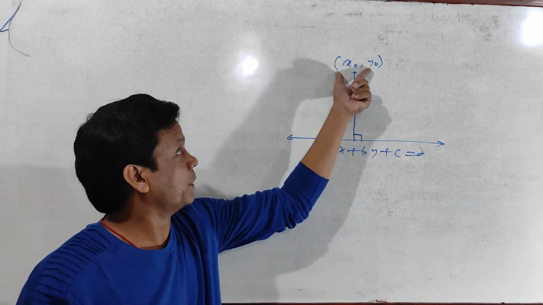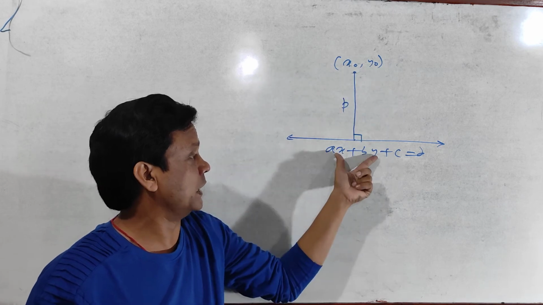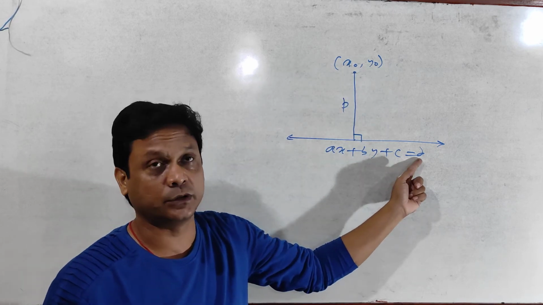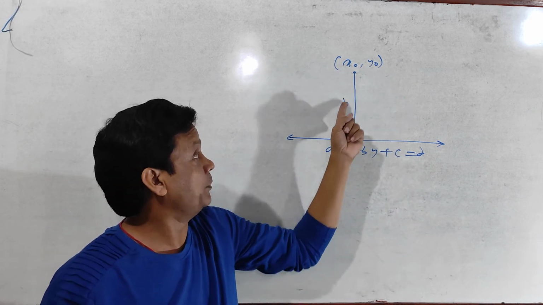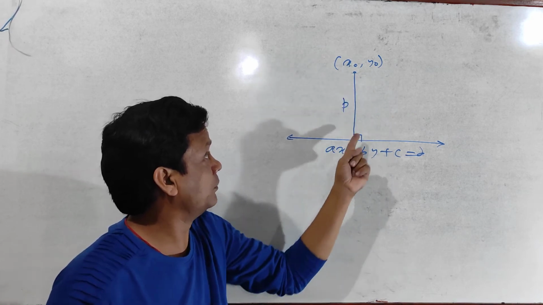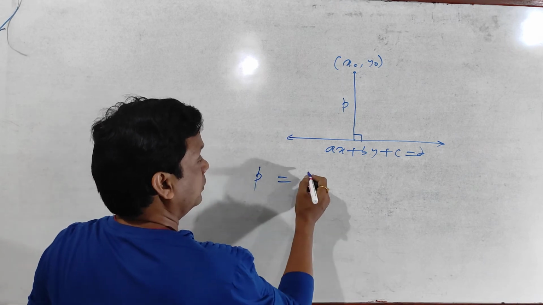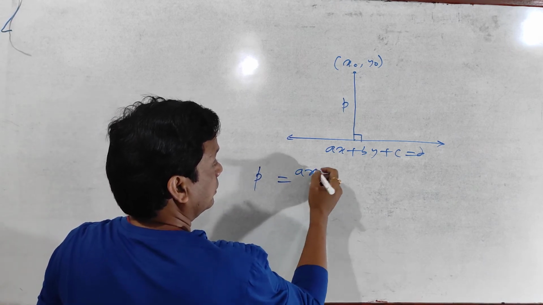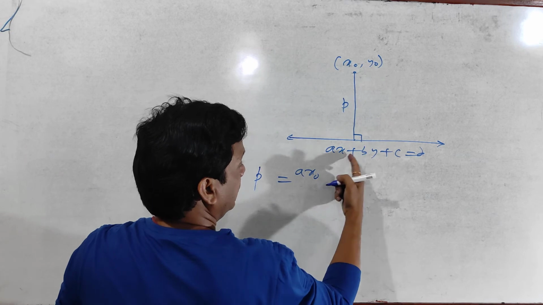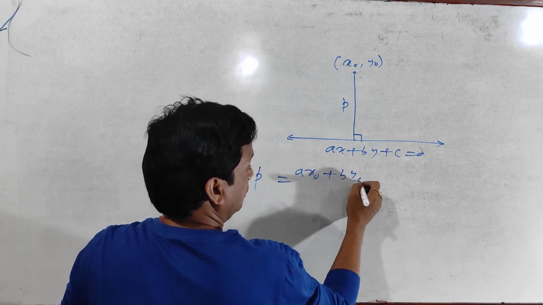And how do we find the perpendicular distance of a point from a straight line? The straight line is ax plus by plus c equals 0 and the point is x0, y0, and p is the perpendicular distance from the point x0, y0 to this line. So p is equal to, as you already know, a x0, simply putting x0, y0 in place of x and y, plus b y0 plus c.